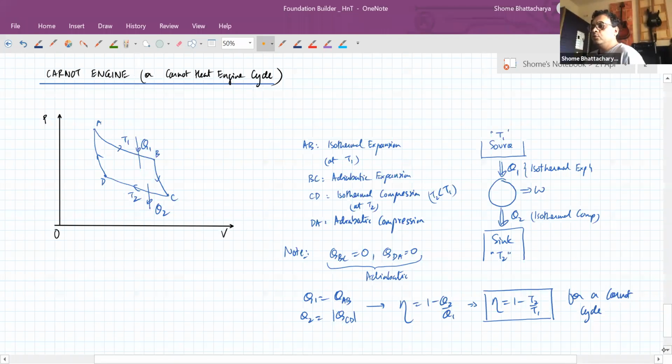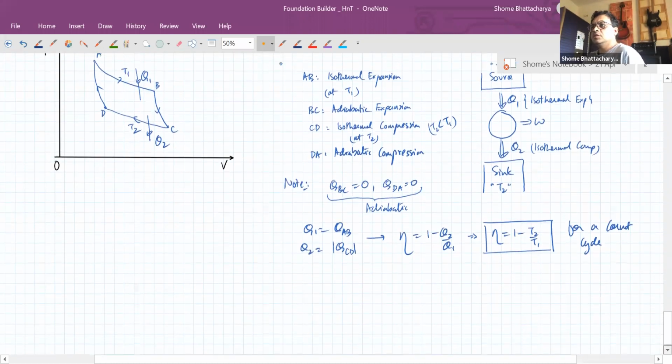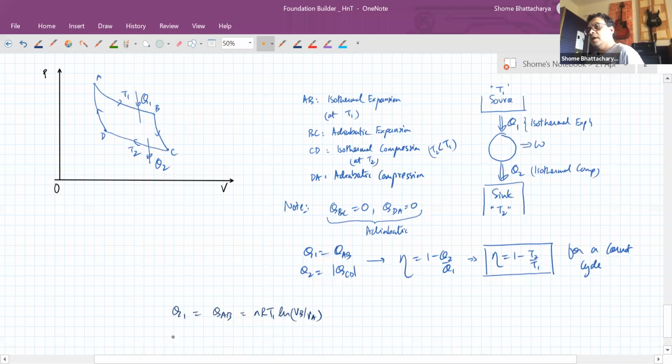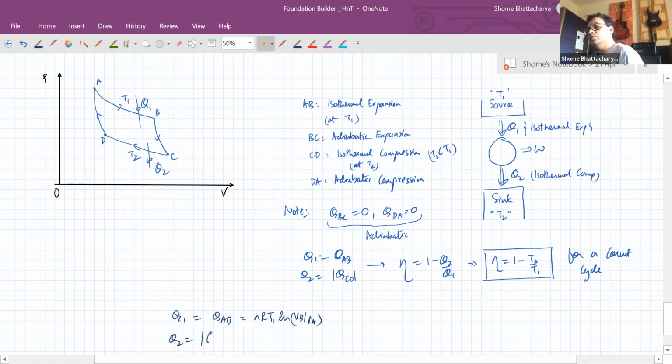Okay, so let's look at the proof of this formula. In this, we understand that Q1 is equal to QAB. So that is nRT1 natural log of VB by VA, right? You can see that in the above process. If you just compare these two, and Q2 is magnitude of QCD. So that is nRT2 ln of VD by VC. This whole thing is mod.